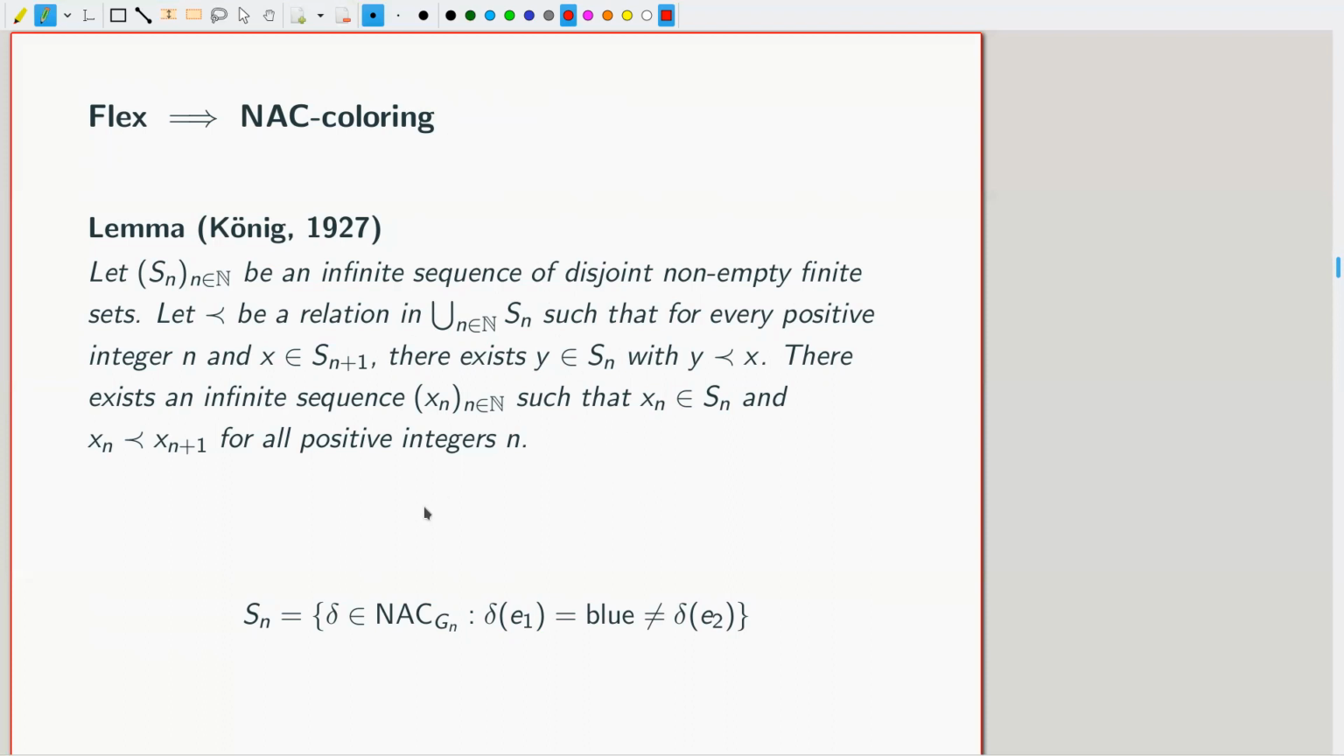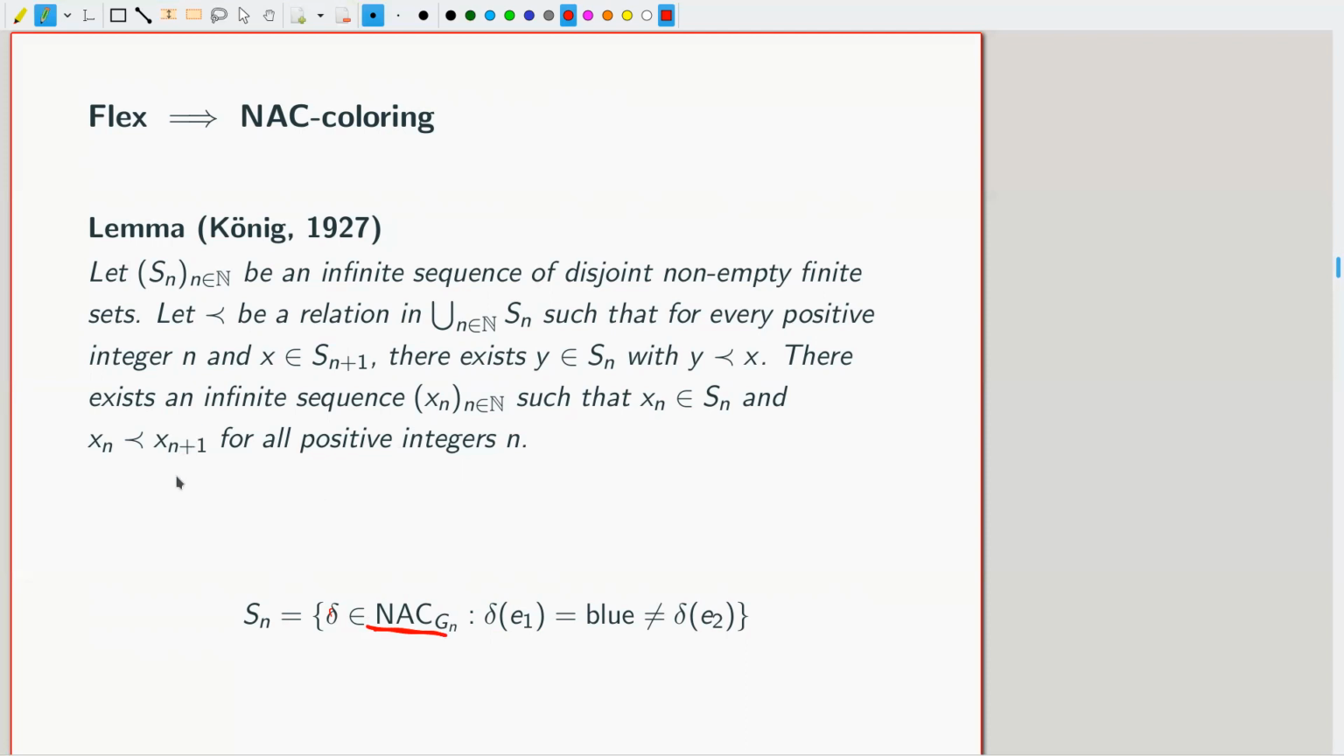So what do we do here? We want to design such sets S_n to get a NAC-coloring of our infinite graph. I didn't introduce this notation, but it's very easy to understand that by NAC with subscript G_n, I mean the set of all NAC-colorings of the graph G_n. So I also have to say what I mean by G_n.